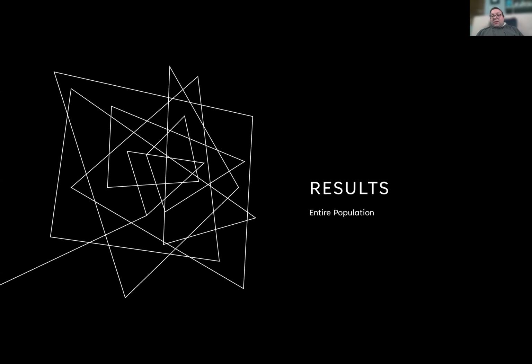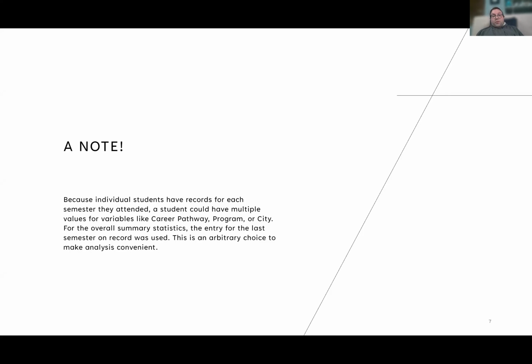I decided to start by just summarizing the entire population. Because an individual student might be enrolled over multiple semesters, they could have multiple values if they switched degree programs or moved into a different age category. So for the overall statistic, I took the last record that the student had in the data set. This is an arbitrary choice that makes analysis convenient for me, and I don't know how that might affect the analysis.